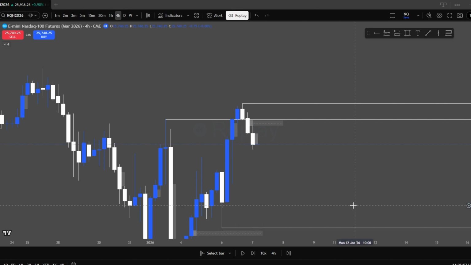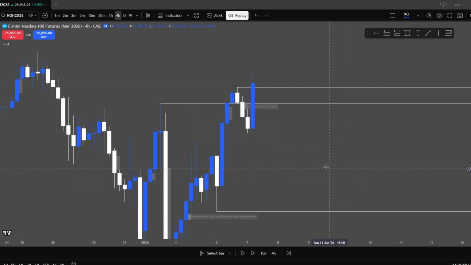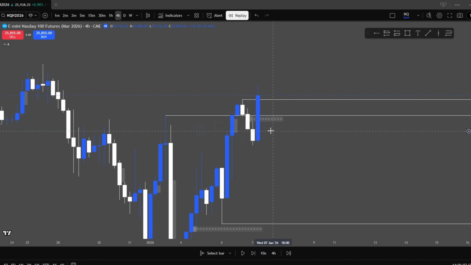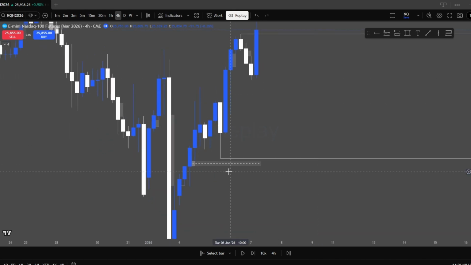If I play the next 4-hour candle, as you can see, we did not respect this 4-hour fair value gap at all. Not only did we body close above it, we also body closed above this high. So in my head, market is definitely bullish, and we're going to be targeting bullish liquidity pools. So let me go delete all of this so it's more clean for you guys.